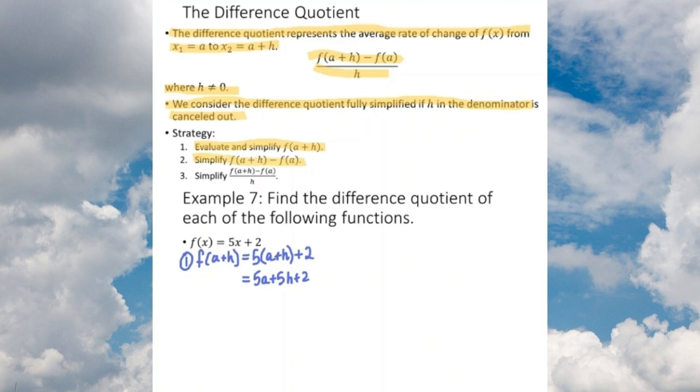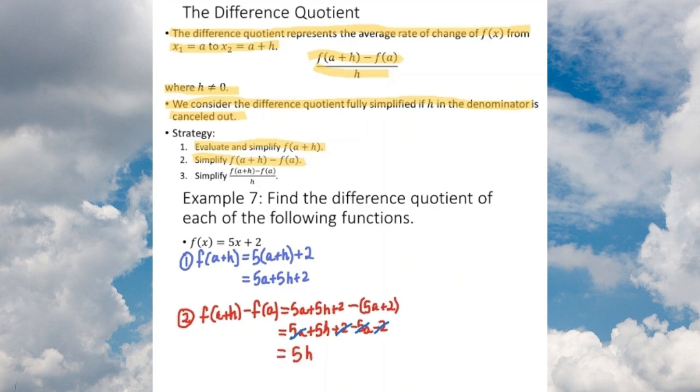Now we'll move on to step 2, which is to simplify f of a plus h minus f of a. We already found what f of a plus h was in the previous step. Now we're going to subtract f of a, which is our function f of x, where we replace x with a, which would be 5a plus 2. Now we can go ahead and simplify. First, distribute the negative 1. Then we can combine our like terms, and through combining like terms, we can see the 5a's and the 2's will cancel. We're left with 5h.